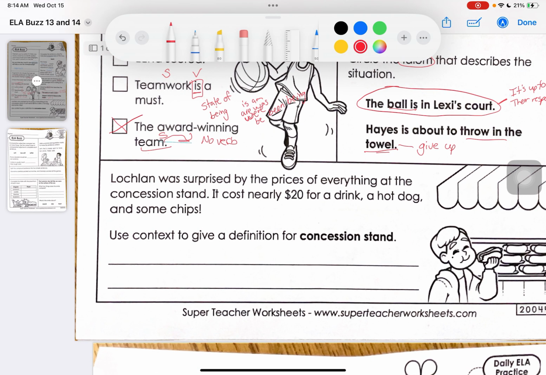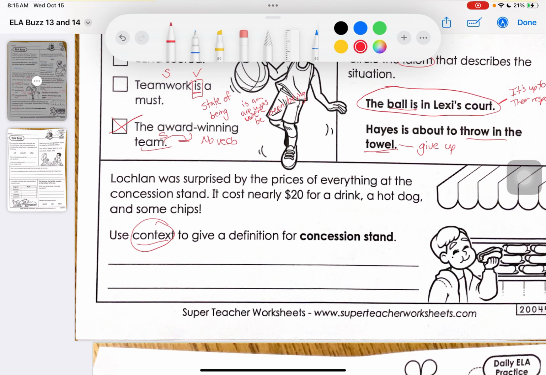Lachlan was surprised by the prices of everything at the concession stand. It cost nearly $20 for a drink, a hot dog, and some chips. Use context to give a definition for concession stand. So when it says use context, it means you're not looking up what it means. You use the sentence and the words around it to figure out what it means.